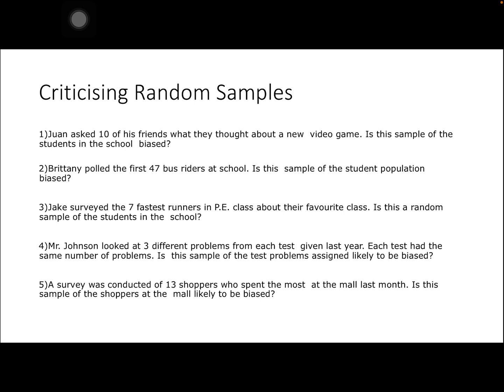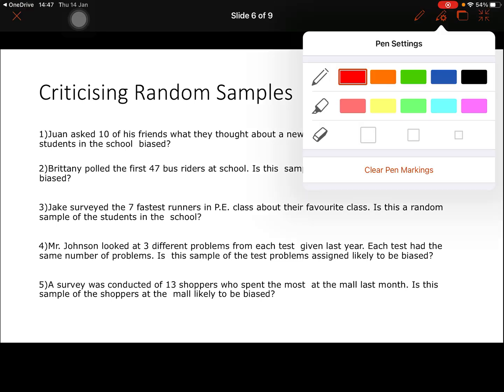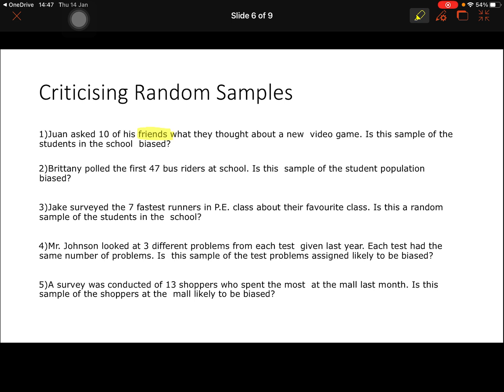Well, he's only asking his friends. Because he's only asking his friends, okay, does everyone have an opportunity to be chosen? No, they don't, because he's only asking his friends, therefore it's a very, very particular sample. Therefore, no, it isn't going to be a fair sample of the school, okay, because he's only asking his friends. If you're only asking friends, then that's not representative. And again, it's that key word of representative.